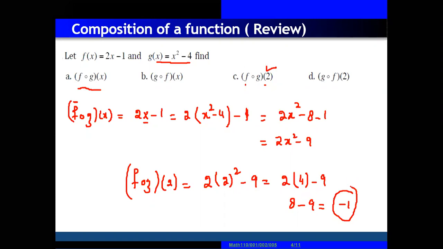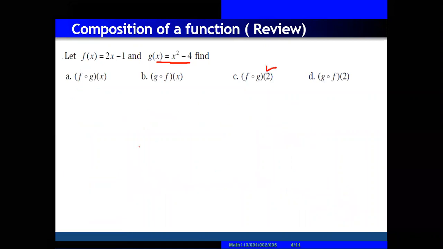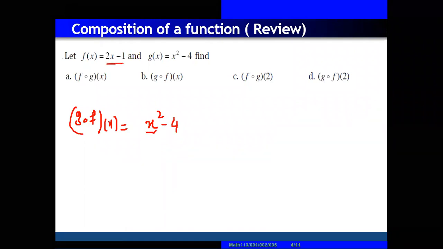Now if you want to find g with f, we have g of f, the g composition. So first of all write down g, g of f of x. First write down the g function, which is x square minus 4. Then replace x with the f function, f of x.